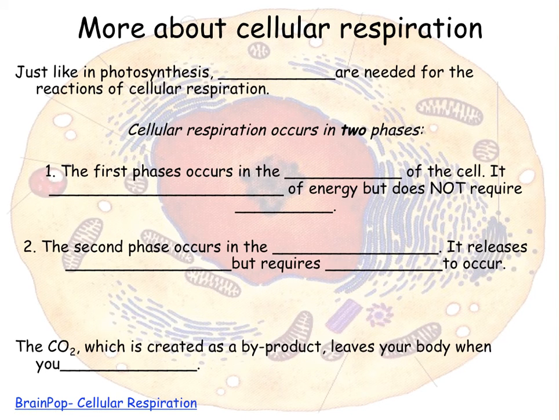So let's talk a little bit more about the process of cellular respiration. First, just like in photosynthesis, enzymes are needed for the reactions of cellular respiration. In photosynthesis, enzymes were building up the glucose molecule. But now in cellular respiration, the enzymes are going to be responsible for breaking down the glucose molecule. This process of breaking down the glucose molecule occurs in two steps, or phases. The first phase occurs in the cytoplasm of the cell.